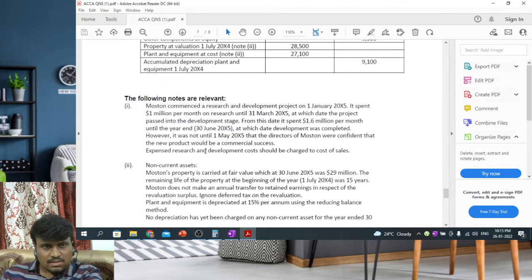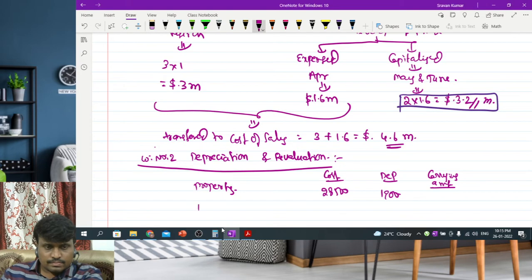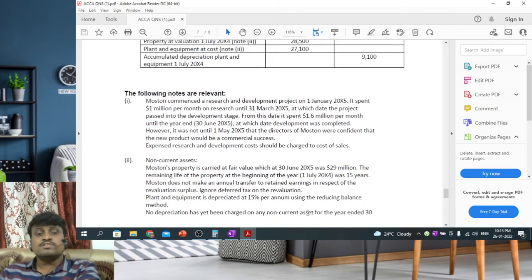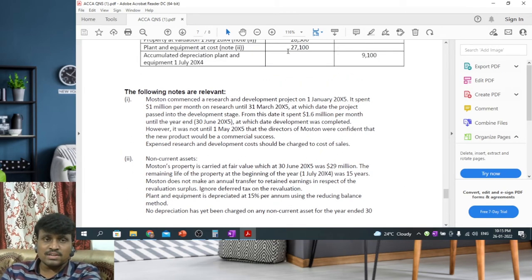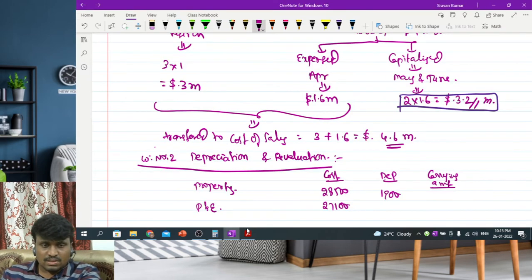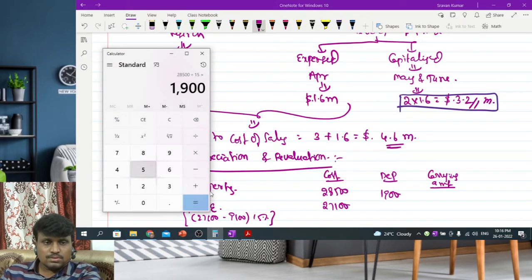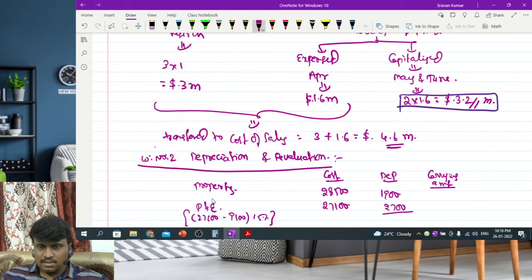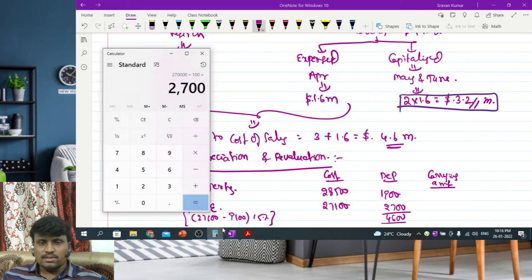Another one is plant and equipment. Plant and equipment cost is 27,100, but here we have to follow the reducing balance method at 15%. In case of the reducing balance method, we calculate depreciation on written down value. What is the written down value? Cost less provision for depreciation. That is nothing but 27,100 minus 9,100, into 15%. How much? 2,700. What is the total amount of depreciation here? 4,600.